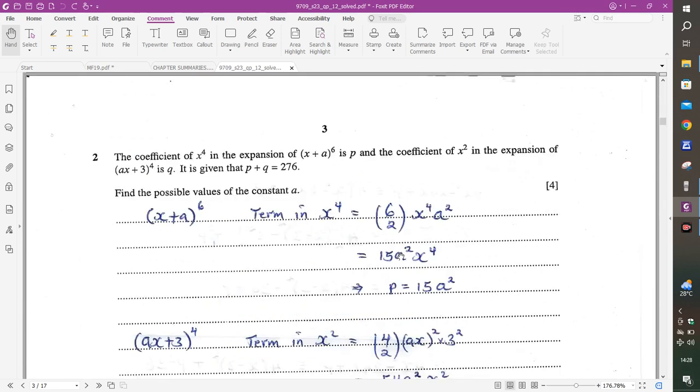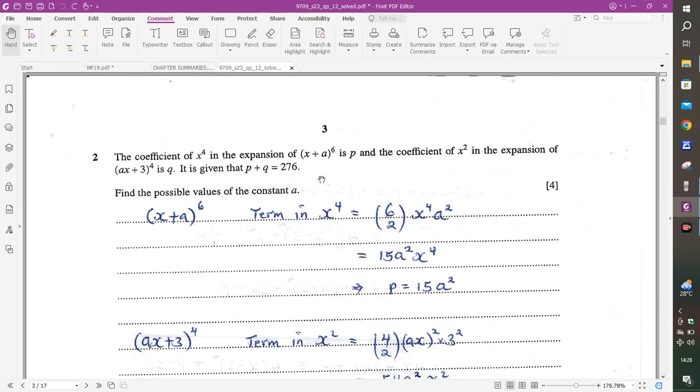Next, number 2. They are saying that the coefficient of x to the power of 4 in the expansion of (x plus a) to the power of 6 is p, and the coefficient of x squared in the expansion of (ax plus 3) to the power of 4 is q. It is given that p plus q is equal to 276.